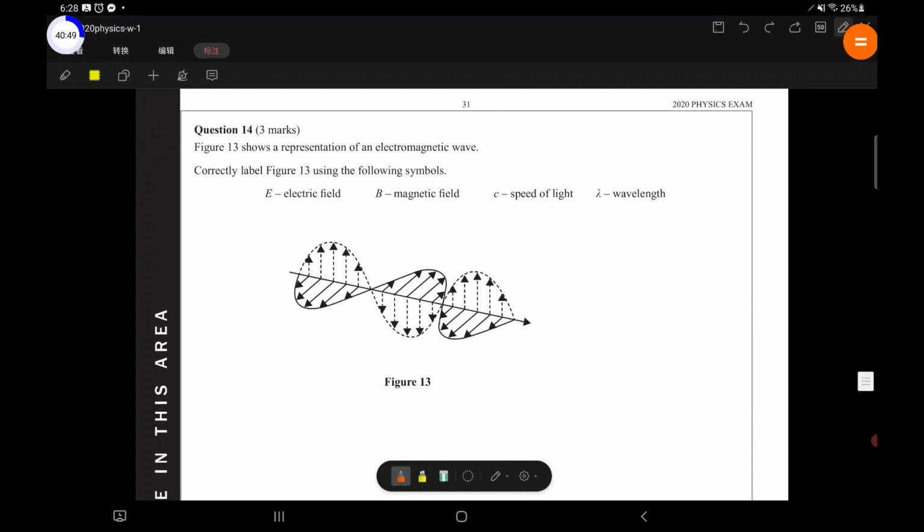So moving on. This is an interesting question. We are looking at an electromagnetic wave. Figure 13 shows the representation of an electromagnetic wave. Correctly label figure 13 using the symbols electric field, magnetic field, speed of light, wavelength.